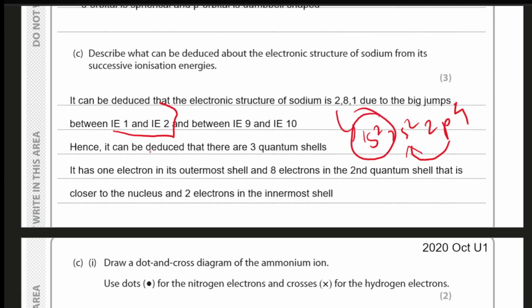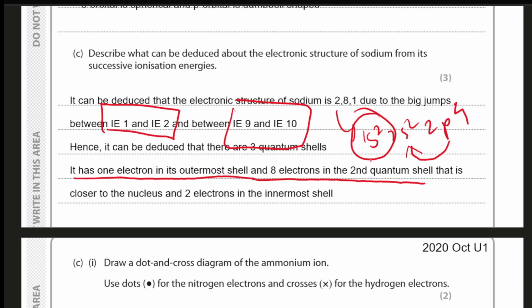So it can be deduced that there are three quantum shells, because there are going to be two jumps. Two jumps basically means there are three quantum shells. So it has one electron in its outermost shell and eight electrons in its second quantum shell. That's right. If you talk about it in this way or that way, it's the same thing.